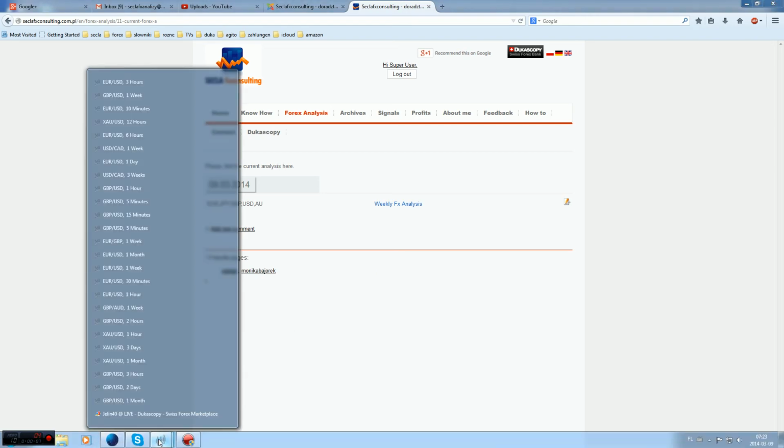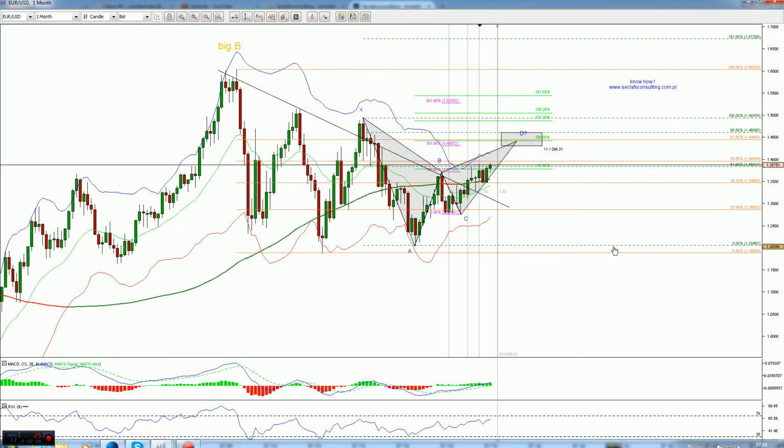Let's start with Euro USD. That's the monthly chart. Currently on the monthly chart we've got a green candle. The market broke above those highs. I talked about it last week. Okay, so it was a crucial area for the market and it looks like it has already broken.